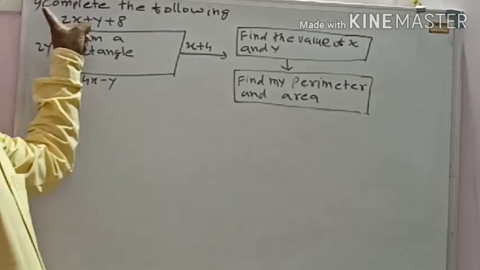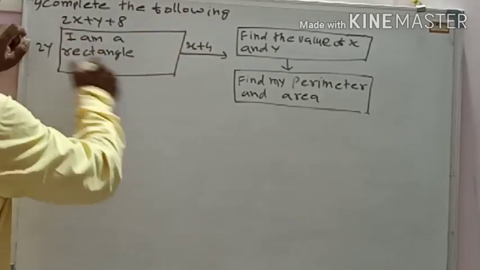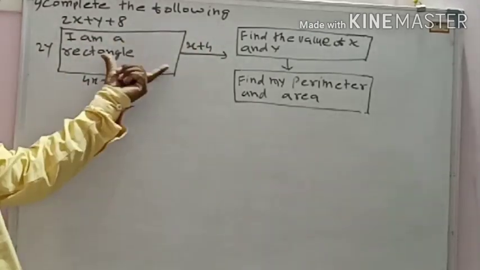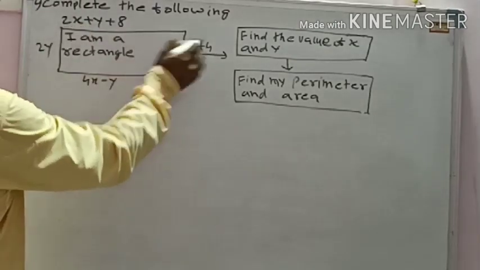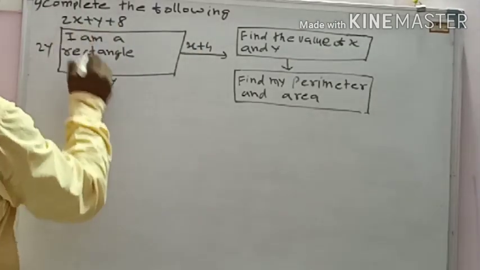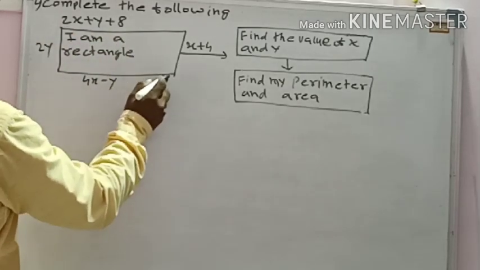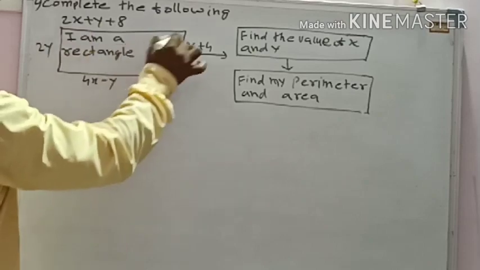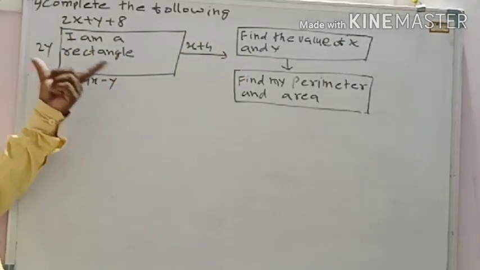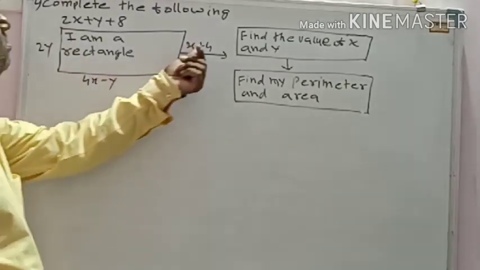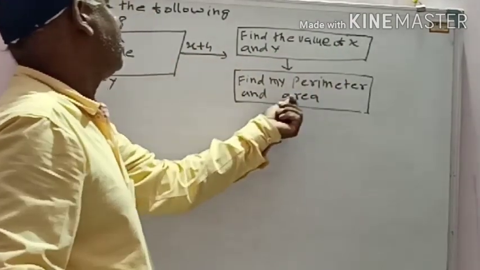Now solve the second example. Complete the following. Here it is a rectangle. This is the length, and the opposite side of the length is 2x plus y plus 8 and 4x minus y, and the breadth is 2y and x plus 4. Here find the value of x and y and find the perimeter and area.